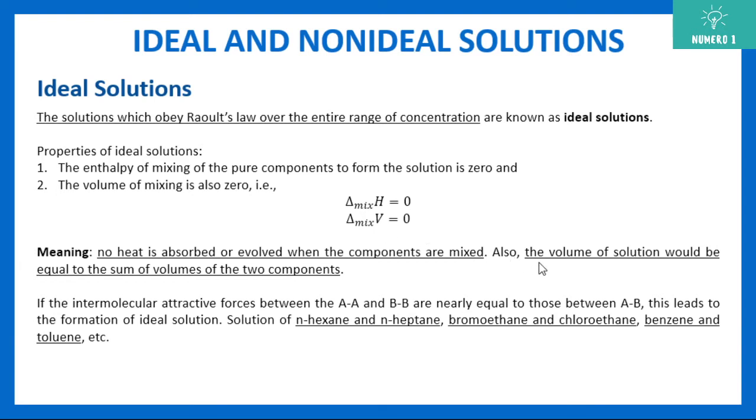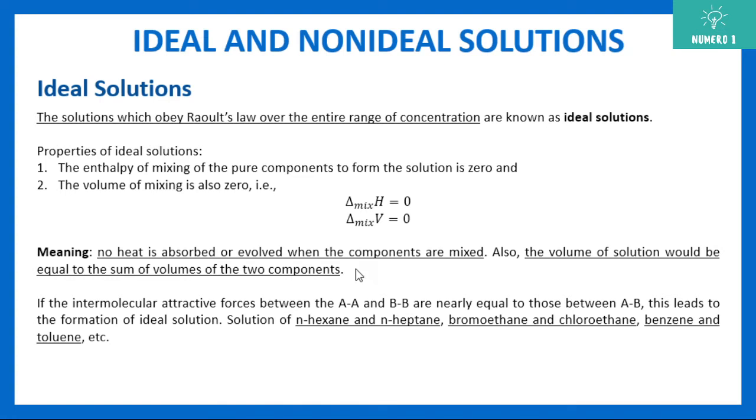The second one tells us the volume of the solution would be equal to the sum of the volumes of the two components. For example, let's say you have 100 ml of A and 100 ml of B. If you mix the two, you get a final volume of 200. Technically they should not react with each other. If they don't, then only do we say that these are ideal solutions. So what is an ideal solution? Basically, let's say you have components A and B which you are mixing.